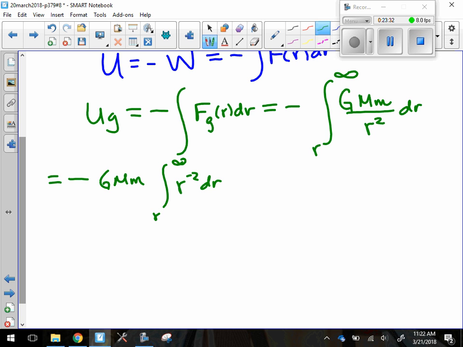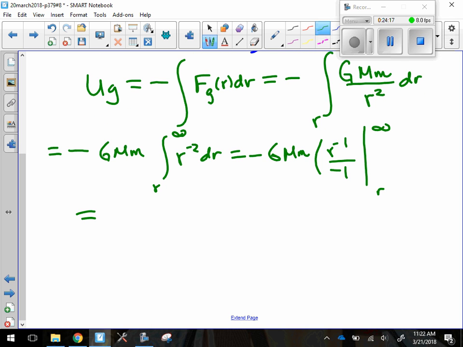And you have come to an integral, my friends. And what's the first thing we ask ourselves when we come to an integral? Can we solve it by inspection? Heck yeah. All right, so that gives me negative G big M little m. What do I get for my antiderivative? r to the negative 1, divided by negative 1, from r to infinity. I probably should have had a dummy variable in there. I don't really care. I made these before I pretended to be a calc teacher. This is the 16th time I have used these notes.